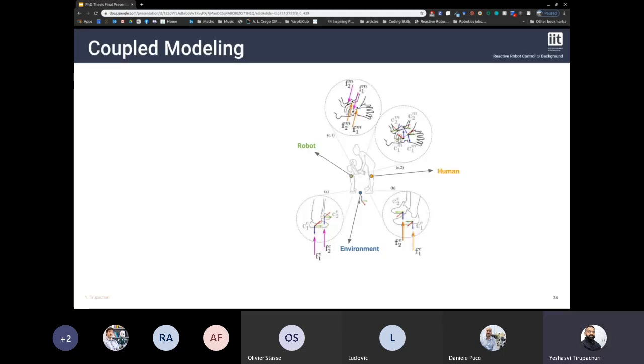This figure indicates a typical physical human-robot collaboration scenario where we have the three main components. That is the human, the robot, and the environment.